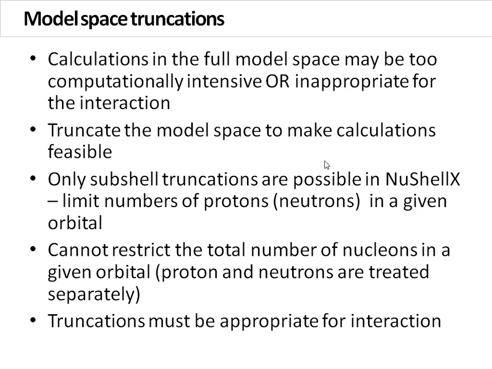Different sorts of codes will allow different sorts of truncations. Because NuShellX is a PN code, it's treating the protons and neutrons entirely separately, so you can only truncate protons and neutrons independently. There's no way of truncating the sum of excitations of protons and neutrons, say. So you cannot restrict the total numbers of protons and neutrons in a given orbit. You couldn't restrict, say, the total numbers of protons and neutrons in D5 halves, only the protons and neutrons independently. And that gives you some complications when you're looking at particular interactions.